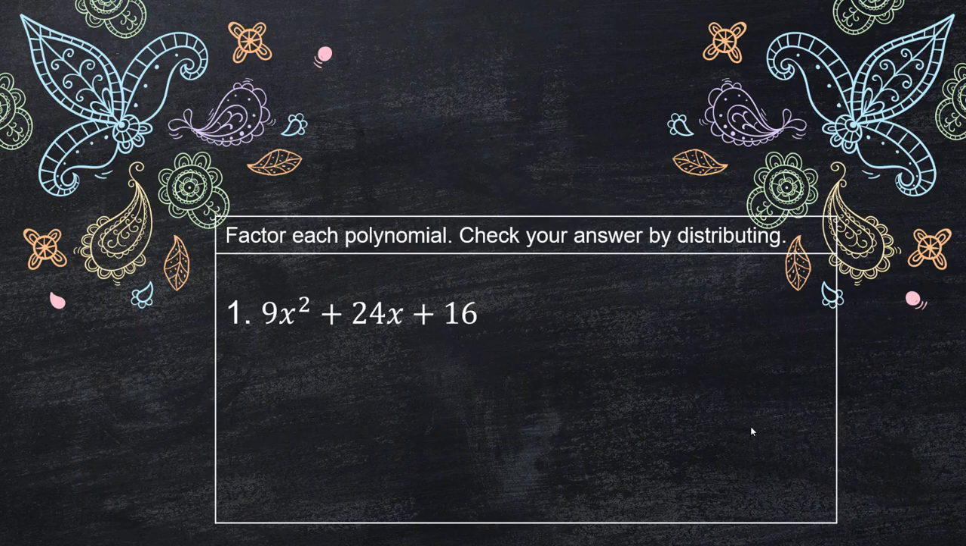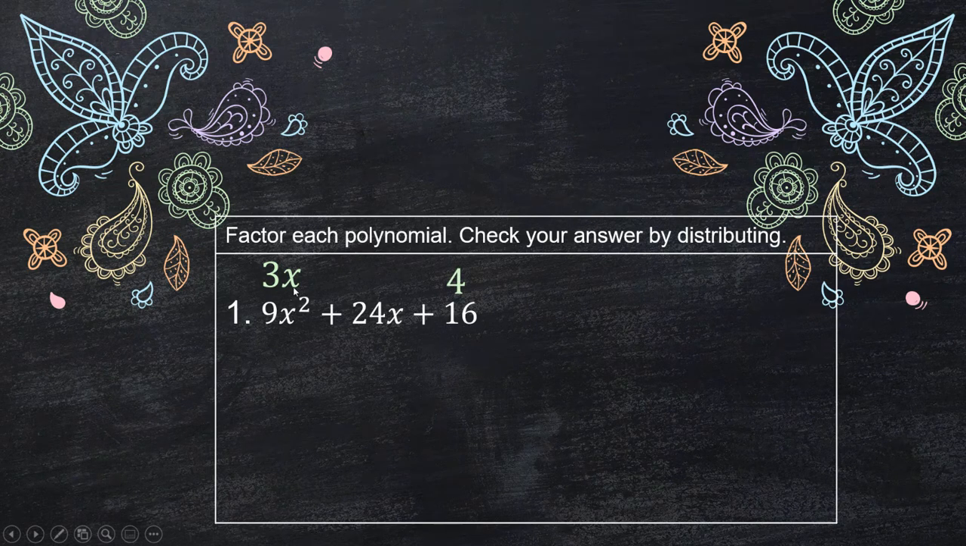Number one, to factor that, first you might notice, okay, 9x squared, that's a perfect square. 16 is a perfect square. So that's the first step, to notice that you have perfect squares for your first and last term. Now that doesn't mean it is for sure a perfect square trinomial. So what I like to do is write the square root above it. The square root of 9x squared is 3x, and the square root of 16 is 4.